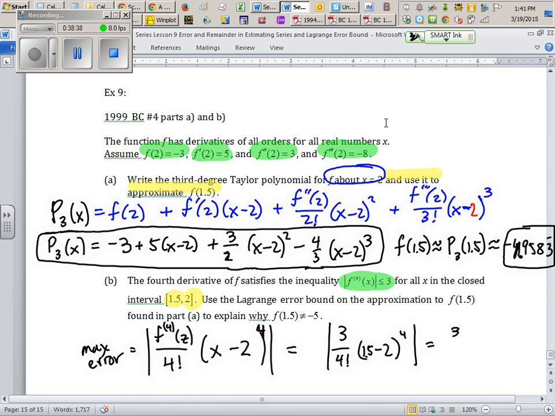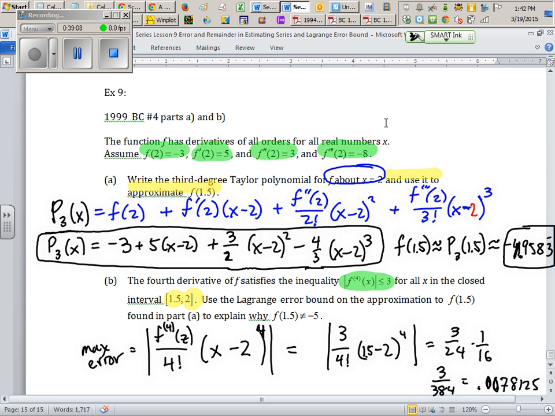But this just gives us basically 3 over 24. And this is a negative half to the fourth, so it's a 1/16. So you end up with 3 over 384. And 3 over 384 is 0.0078125. What is this number?